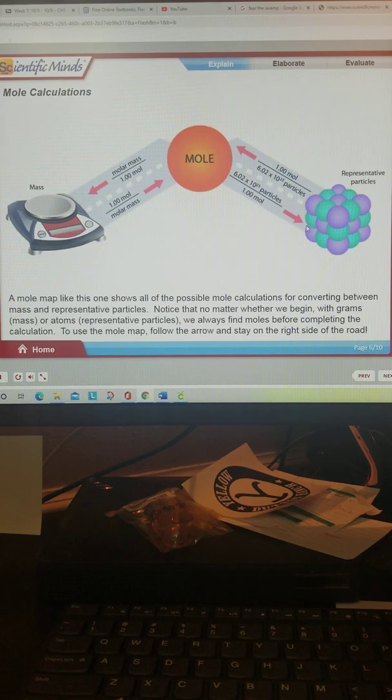A mole map like this one shows all of the possible mole calculations for converting between mass and representative particles. Notice that no matter whether we begin with grams, mass, or atoms, representative particles, we always find moles before completing the calculation. To use the mole map, follow the arrow and stay on the right side of the road.